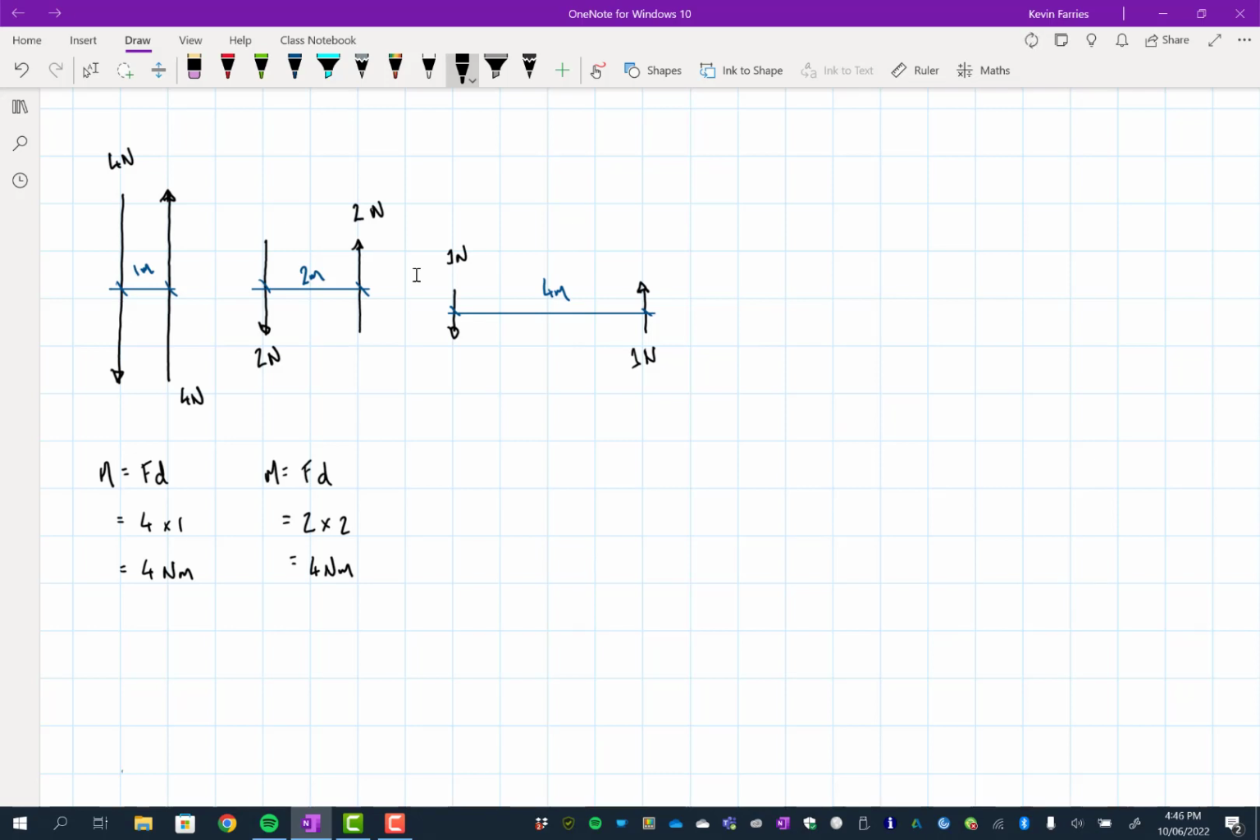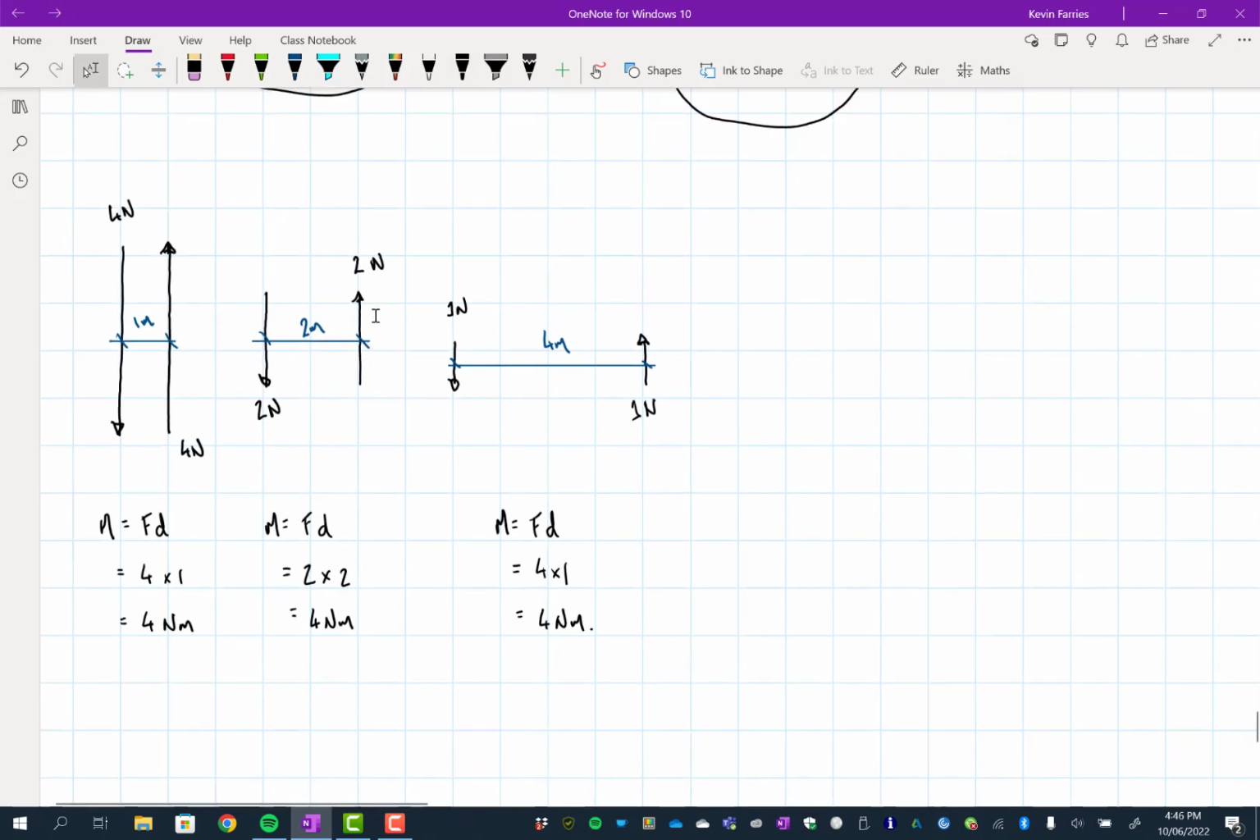Last one, compared to the first one, we've quartered the force. We've quadrupled the lever arm. So again, your moment is going to be force times distance, which is equal to 4 times 1, which is going to be 4 newton meters again.